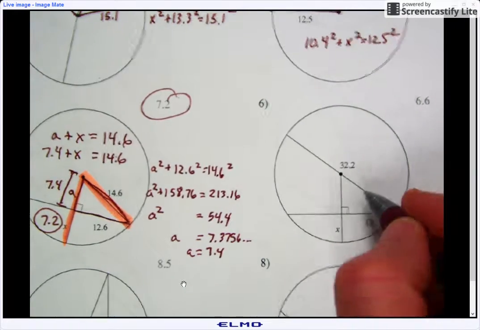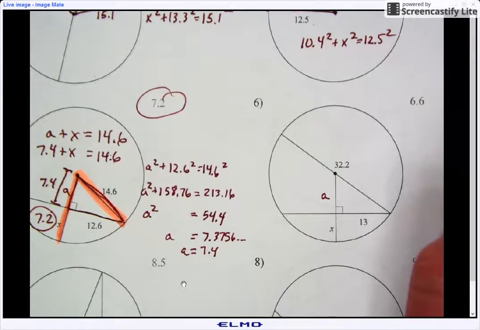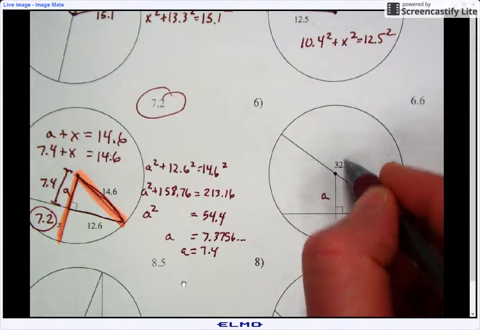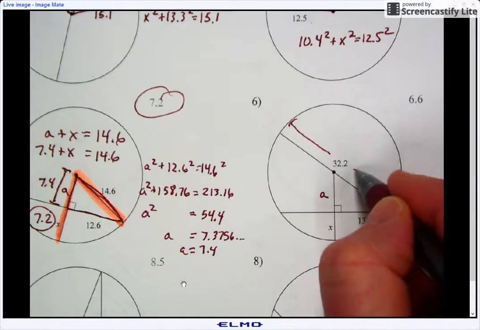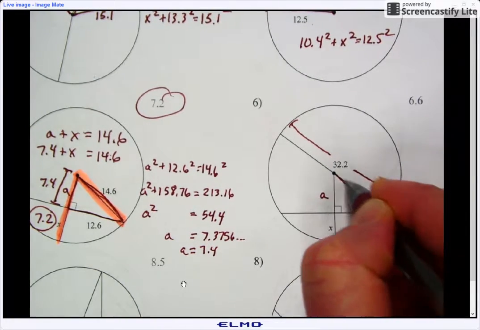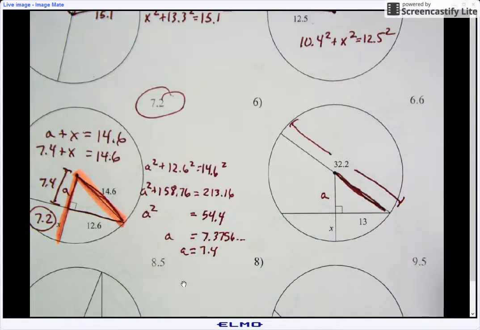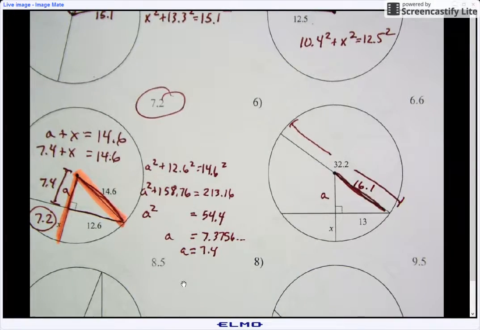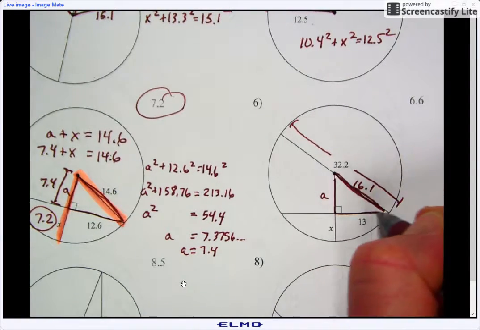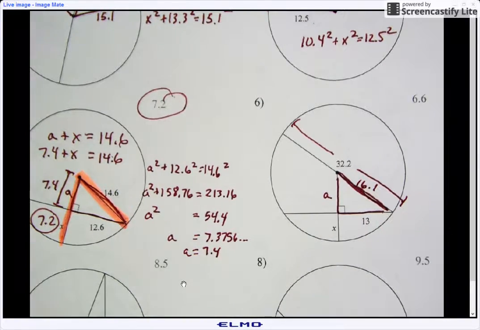Number 6 is again the same kind of problem. Pick a letter there, find that missing side. The difference with number 6 is that they give us the diameter is 32.2. So we're going to have to take half of that to get our radius. The radius is not 32.2. The radius is half of the diameter. So half of 32.2 is 16.1. So then you're doing essentially the same problem where you find the one piece and then find the other.